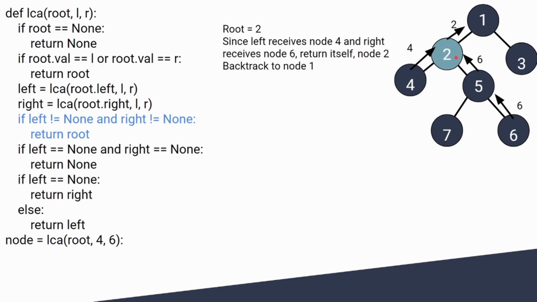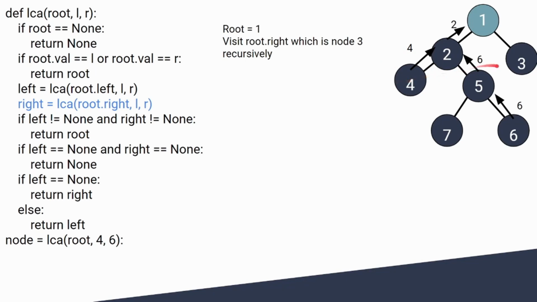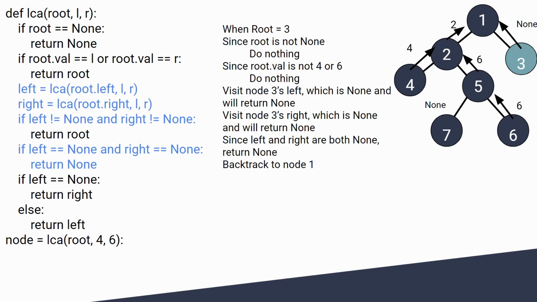When the root is 2, since left receives node 4 and right receives node 6, it returns itself, node 2. It returns itself, which is 2. Then you backtrack to 1. Then you visit its right child 3 recursively.